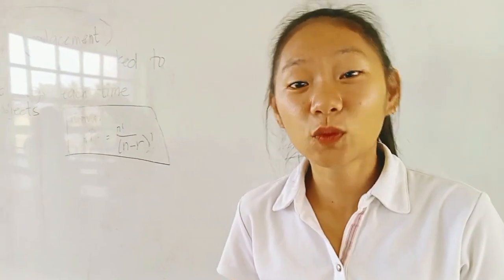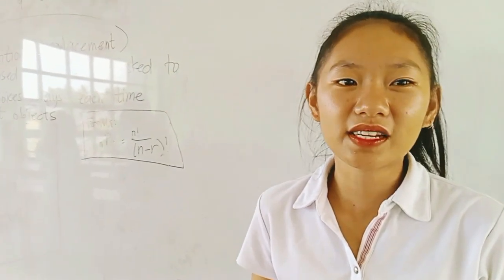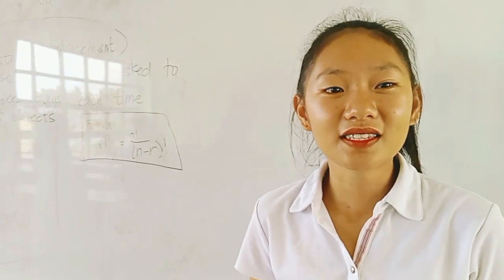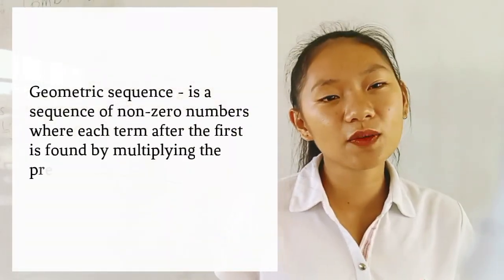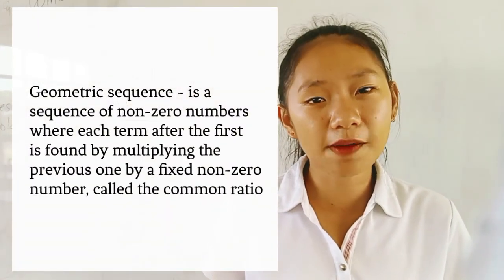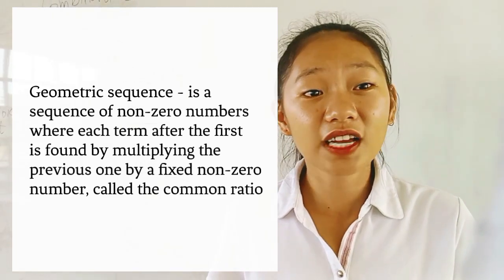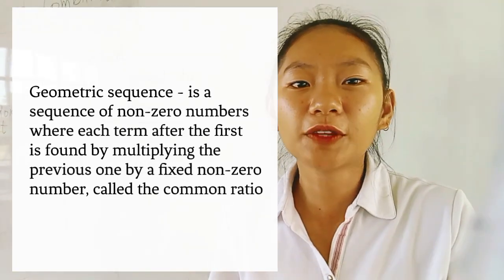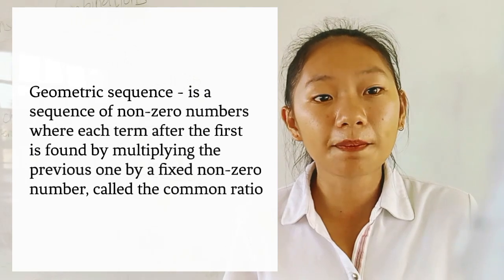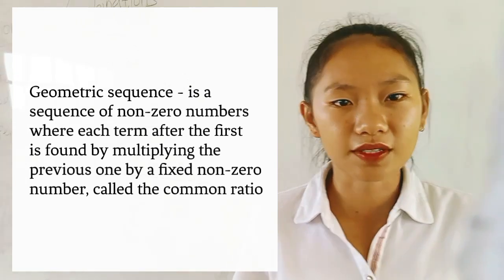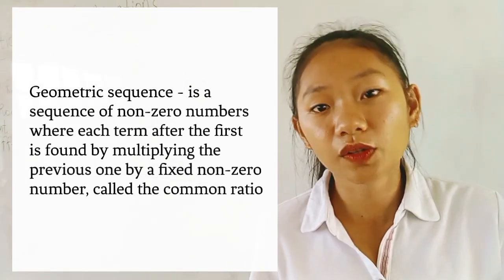The next topic that we will discuss is all about geometric sequence. So what is a geometric sequence? A geometric sequence is a sequence of non-zero numbers where each term after the first is found by multiplying the previous one by a fixed non-zero number. That's called the common ratio. So we have the geometric formula.